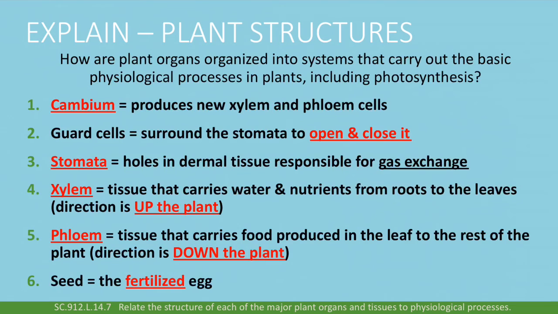Your xylem is tissue that carries water and nutrients from the roots to the leaves. The direction that the xylem flows is up in the plant. So your xylem and phloem work together, but xylem is going to start at the bottom and go up in that direction. Your phloem, however, is tissue that carries food produced from the leaf to the rest of the plant. So your phloem is going to start at the top and then work its way down. And then your seed, again, is the fertilized egg.